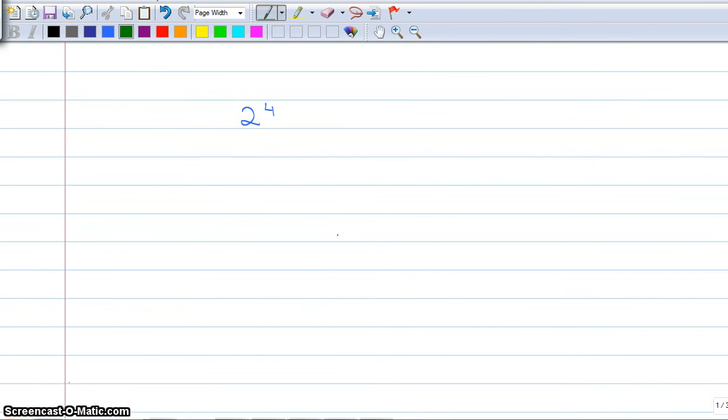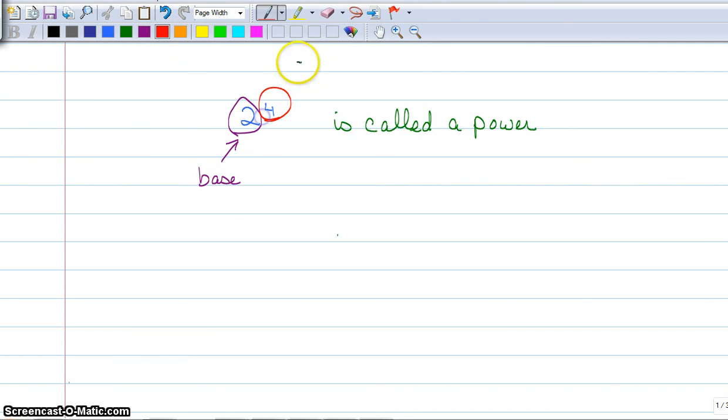Okay, so if I have 2 to the 4th power, this expression is called a power. Now we have two main parts. This 2 is called the base. The 4 is called an exponent.